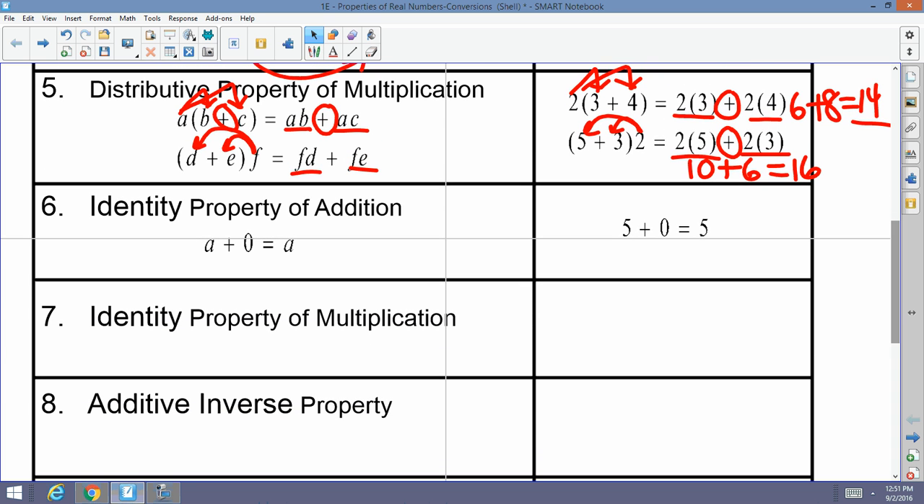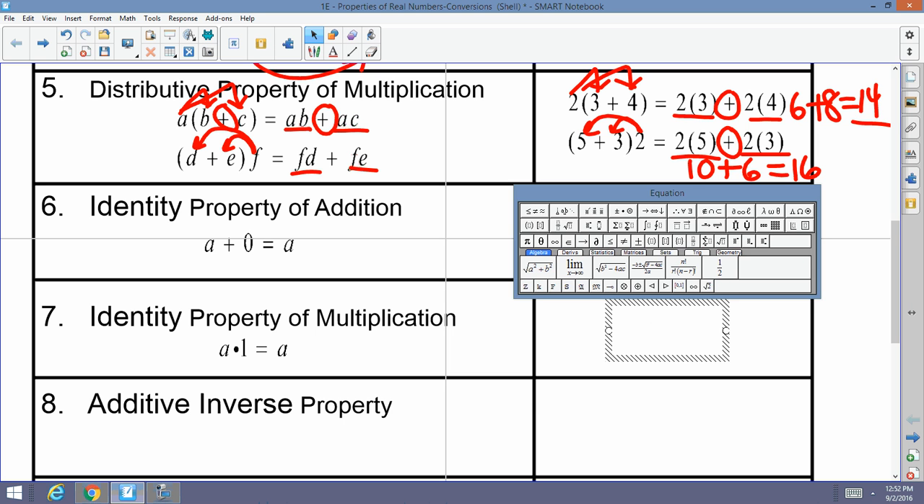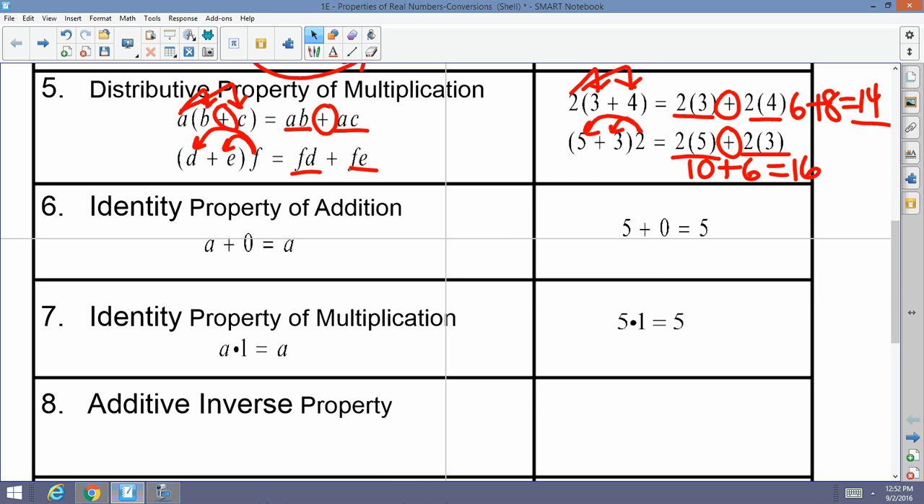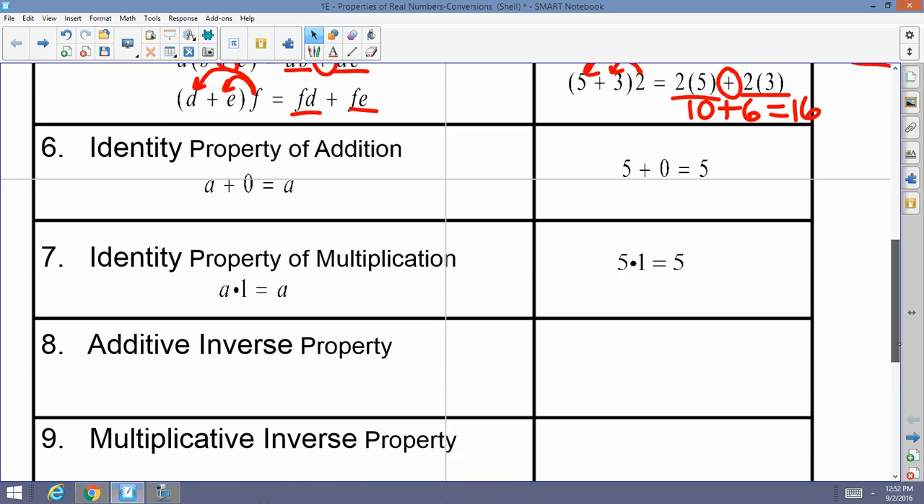We also have the identity property of multiplication. Same concept. What number times another number gives you the same value? Okay, what number times anything gives its identity? Hopefully you're thinking of 1, because that is exactly what the identity property of multiplication states. It states that A times 1 equals A. So in other words, any number times 1 is itself. For example, 5 times 1 is 5. Okay, so any number times 1 is itself.